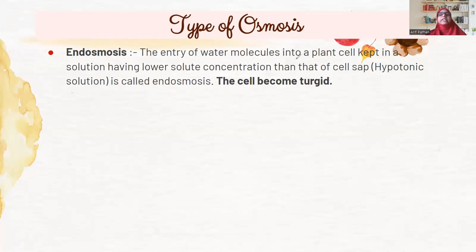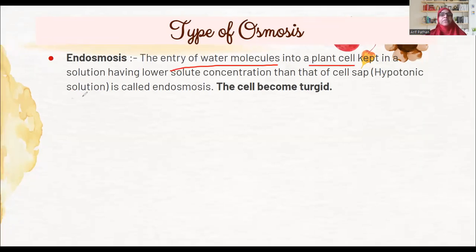Entry of water molecules into a plant cell kept in a solution having lower solute concentration than that of the cell sap. Here, with respect to plant water relations, we are defining it. Basically, inside the root system there is a hypotonic solution. So water from the environment will move inside the root system.